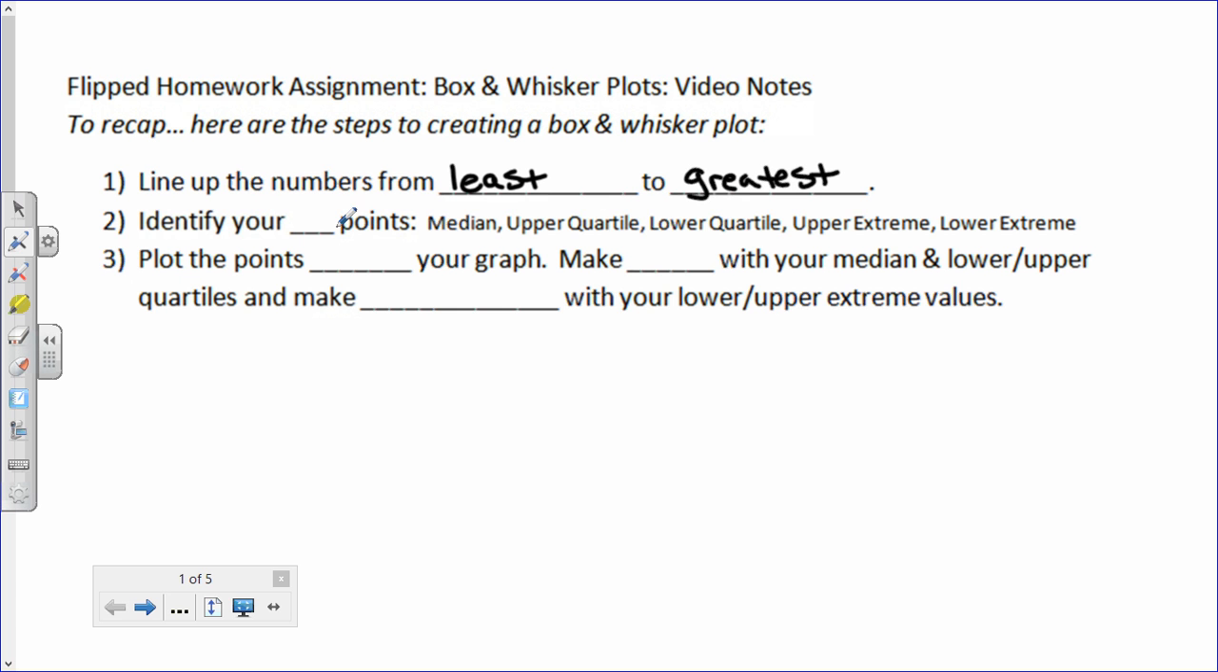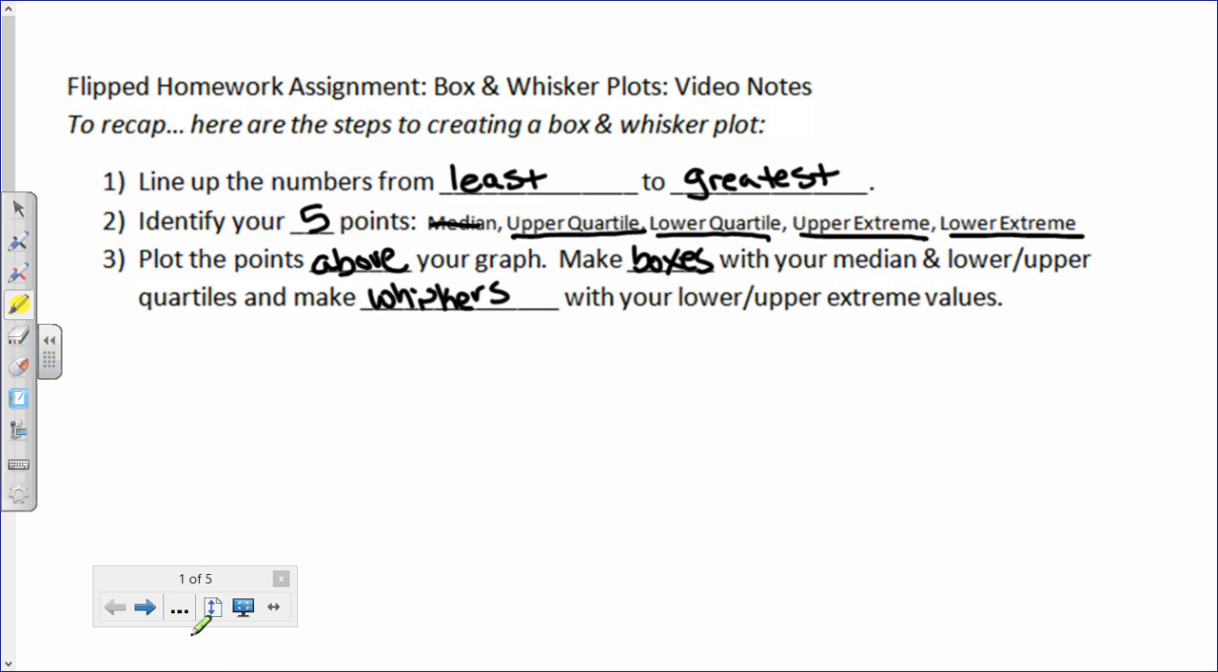Next, you are going to identify the 5 points that you need to create a box and whisker plot. And that will include the median, the upper quartile, the lower quartile, the upper extreme, and the lower extreme. Next, you're going to plot the points above your graph. They are going to be floating. You're going to make boxes with your median and upper and lower quartiles, and you're going to make whiskers with your lower and upper extreme values.